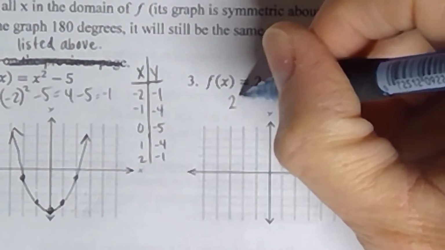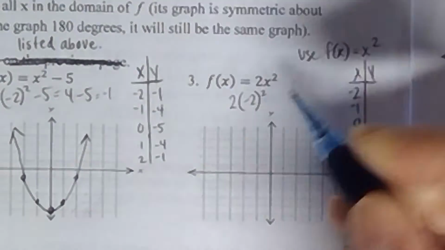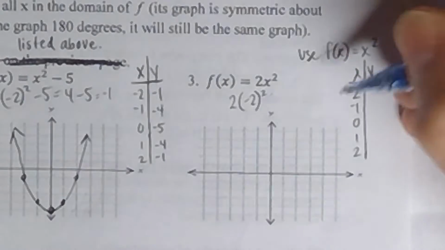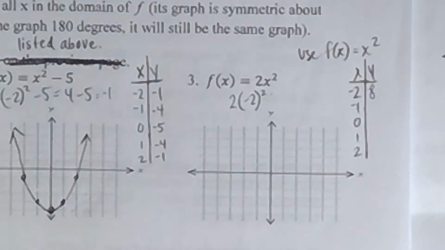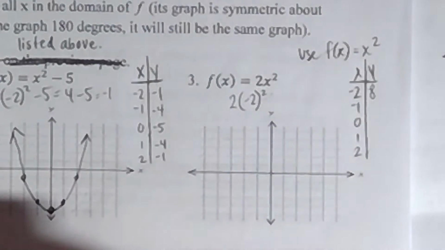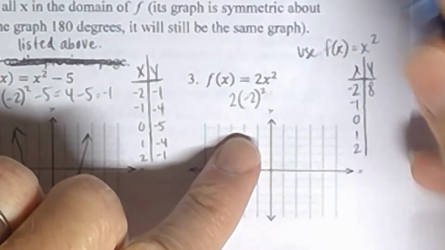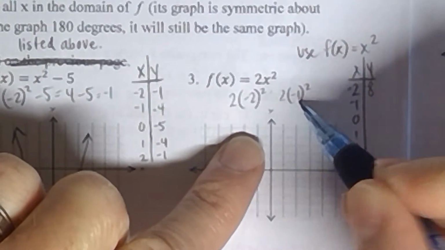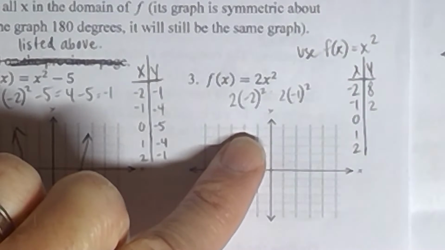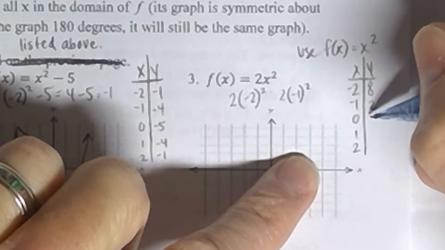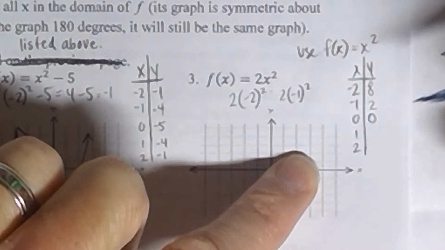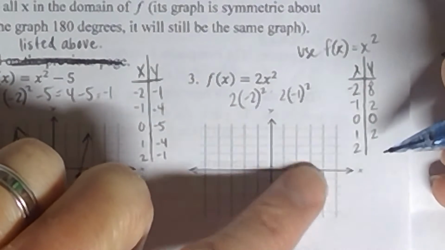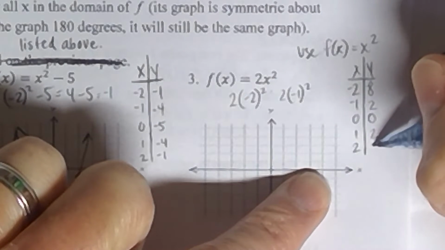So what do we get when we plug in those numbers? Again, I'll just do one here just so we can visualize it. Exponents come before multiplication, right? So we do the exponents, that's 4. 4 times 2 is 8. When I plug in -1, I get 2 times -1 squared, which is going to be 2 times 1, exponent first. 2 times 1 is 2. 2 times 0 squared is going to be 2 times 0, which is 0. 2 times 1 squared, again, is going to be 2, just like -1 was. And then 2 times 2 squared is 2 times 4, again, and that's going to be 8.